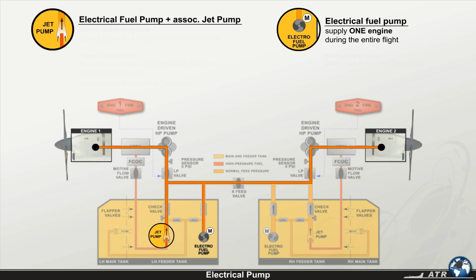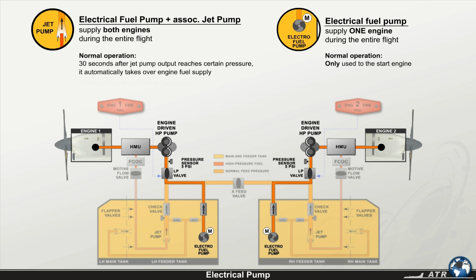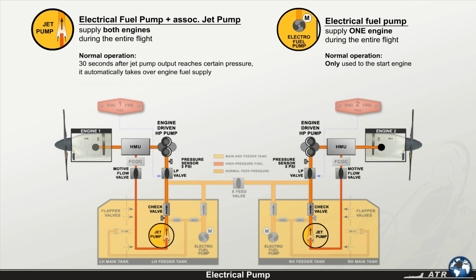Each electrical fuel pump is able to supply one engine during the entire flight, while one electrical pump and the associated jet pump are able to supply both engines during the entire flight envelope. In normal operation, the electrical fuel pump is used only to start the engine. 30 seconds after the jet pump output reaches a certain pressure, it automatically takes over the engine fuel supply, thus de-energizing the electrical fuel pump.